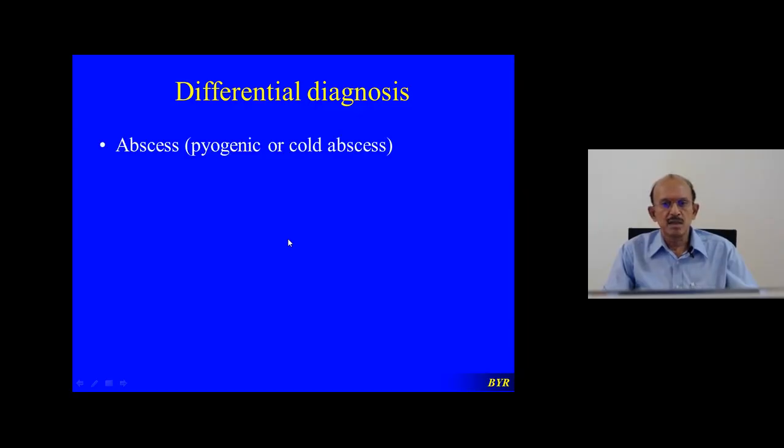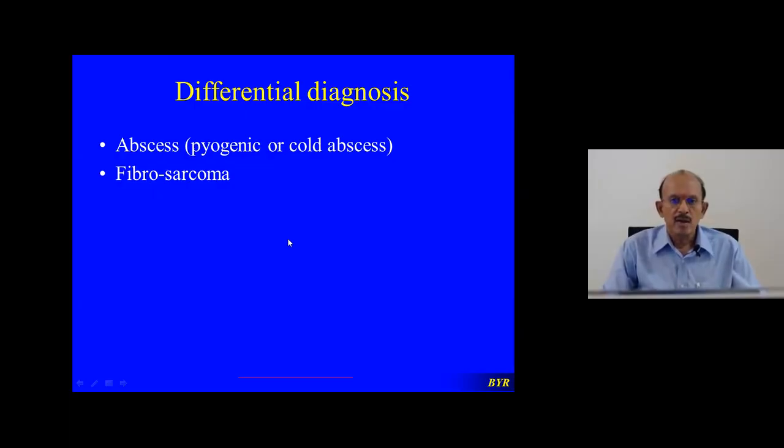Differential diagnosis: it is differentiated from abscess, fibrosarcoma if it is there in the muscle. Any swelling in the muscle, first a neoplastic lesion has to be suspected. That's why a large cyst in the muscles may have to be differentiated from the fibrosarcoma.